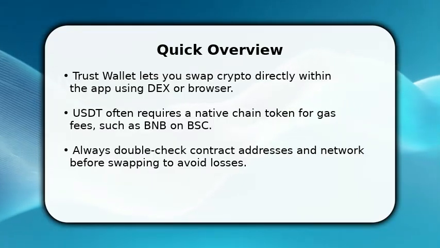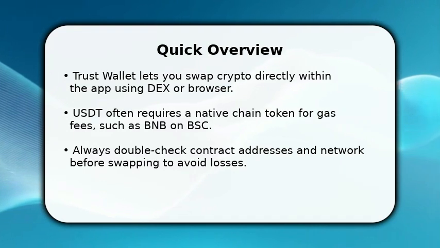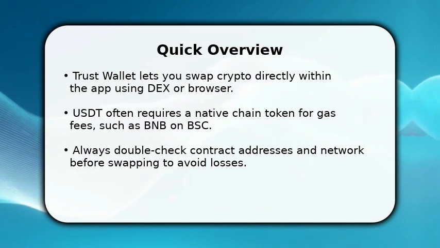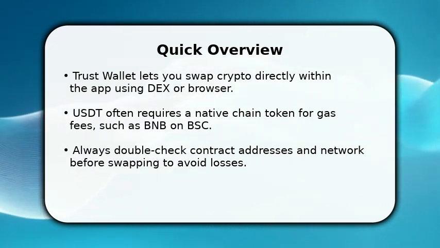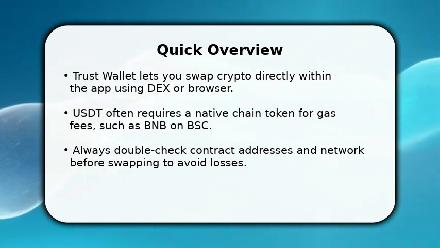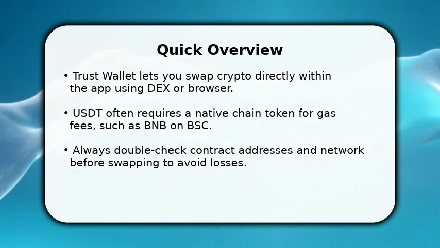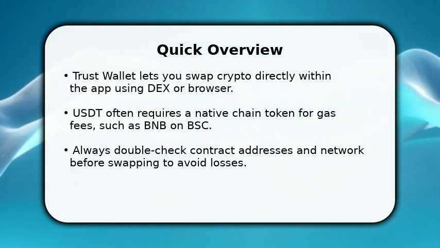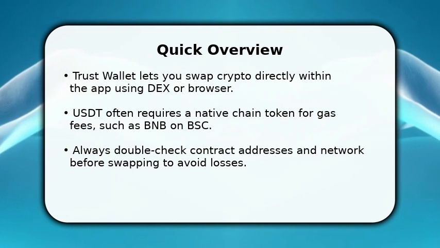In this video, I will show how to buy USD on Trust Wallet, the only way. Open Trust Wallet and ensure you have BNB or the required gas token ready. Use the DEX or in-app browser to find USD on the correct network and paste the verified contract address. Set slippage, confirm the swap, and wait for the transaction to finalize on-chain before viewing your new balance.